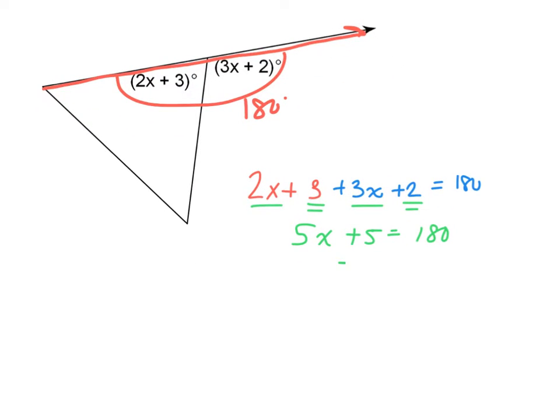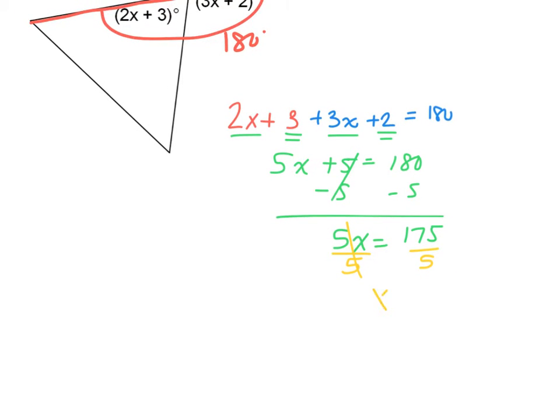Now I subtract 5 on both sides. And I get 5x equals 175. And then my final step is to divide by 5. And I get x equals 35 as your final answer.